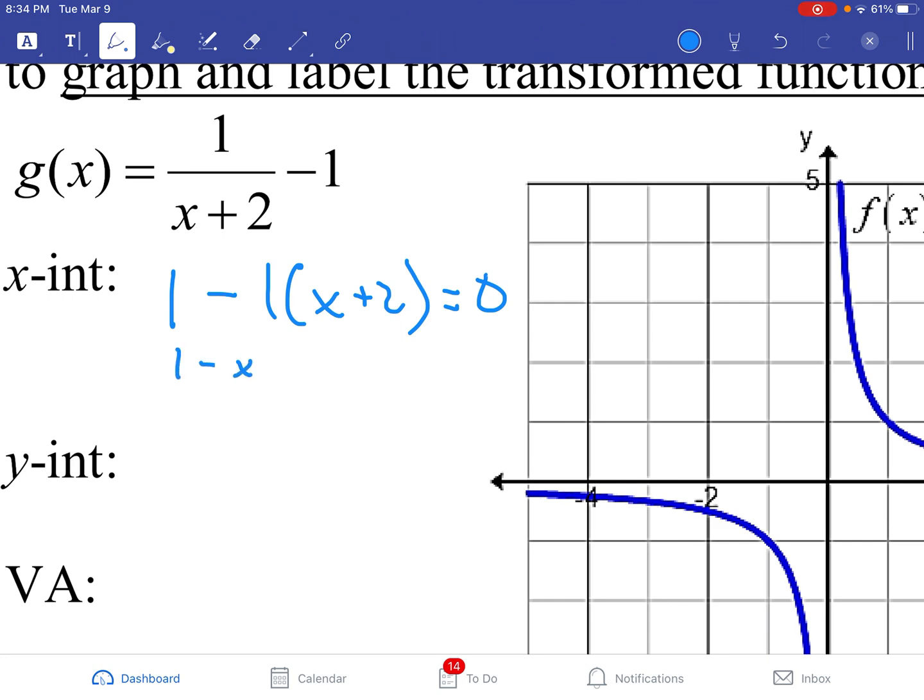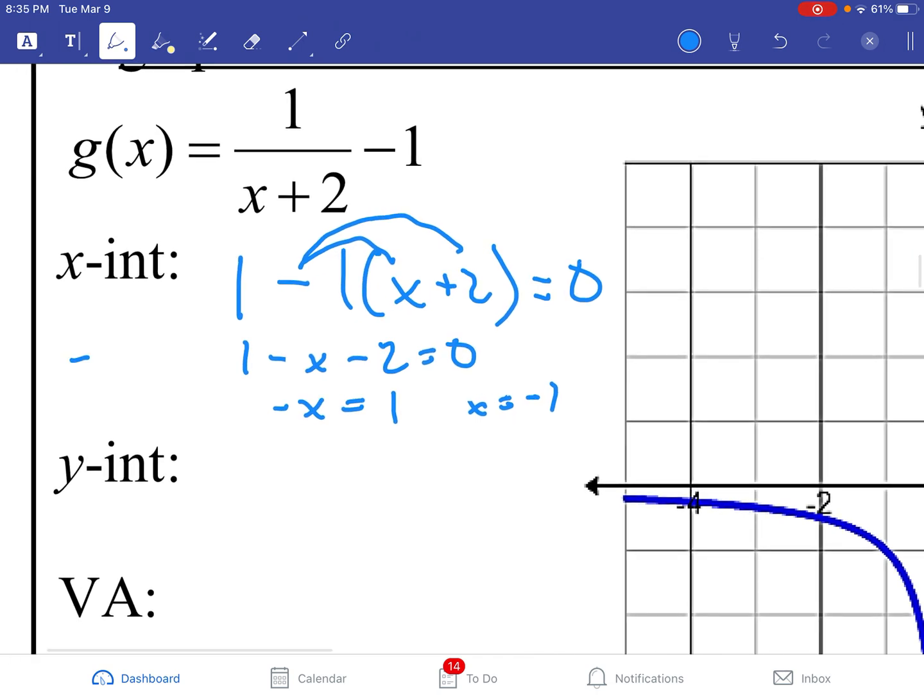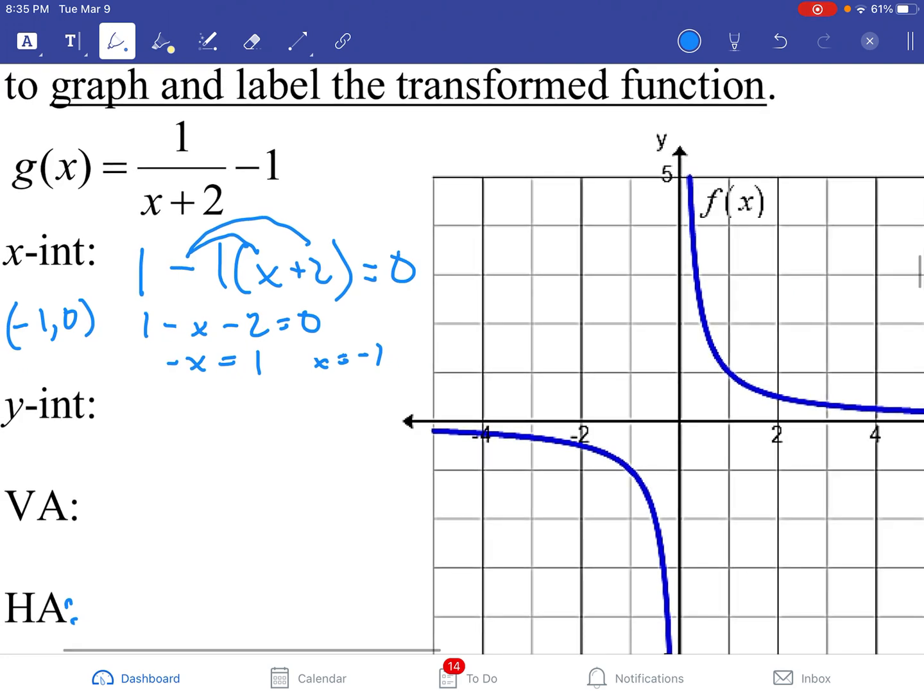So we have 1 minus x. On that negative sign is going to be distributed to both terms inside, so it's going to be minus 2 equals 0. Okay, so I'm going to bring the 1 and the negative 2 over. So I have negative x equals, it's positive 2 minus 1 is 1. So x will equal negative 1. If we write that as a point, it's going to be negative 1 comma 0. So going over here, I'll put my point right there.